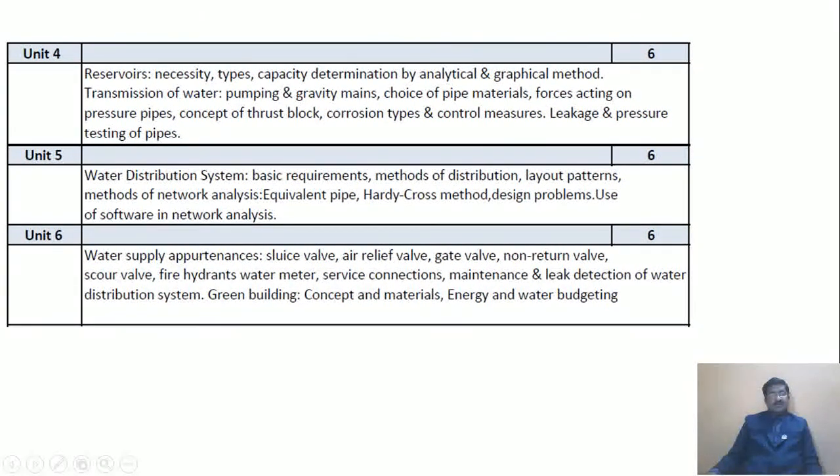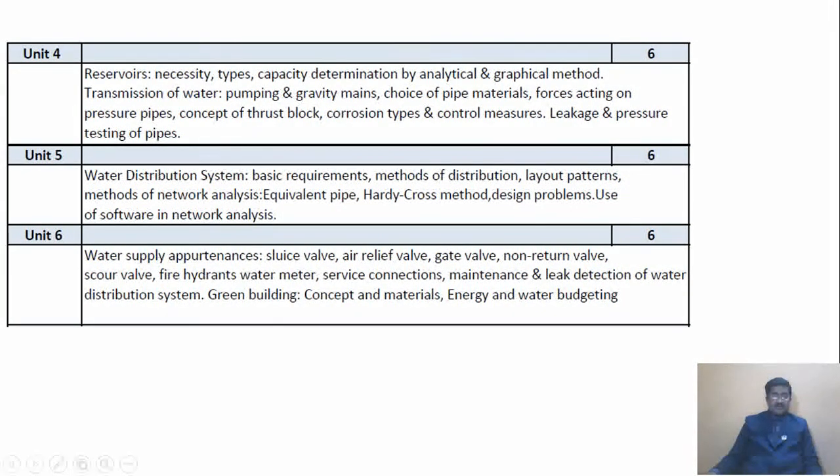Then unit 5 comprises 6 lectures. Its contents are water distribution system, basic requirements, methods of distribution, layout patterns, methods of network analysis, equivalent pipe, Hardy-Cross method, design problems, use of software in network analysis. So, as I told, it requires 6 lectures.